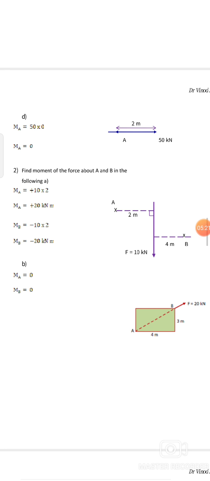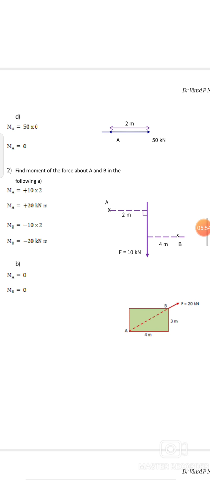Then the next example, find out the moment of the force about A and B. So now there are two cases, moment at A and moment at B. There is only one force, but there will be two different distances, nothing but two different points. If you want to find out towards point A, the force is 10 kilonewton, which is vertically downward, and the distance is acting horizontally left. Then if F has to move towards A, it has to move in clockwise direction. That's why it is plus 10 into 2, so that is plus 20 kilonewton meter.